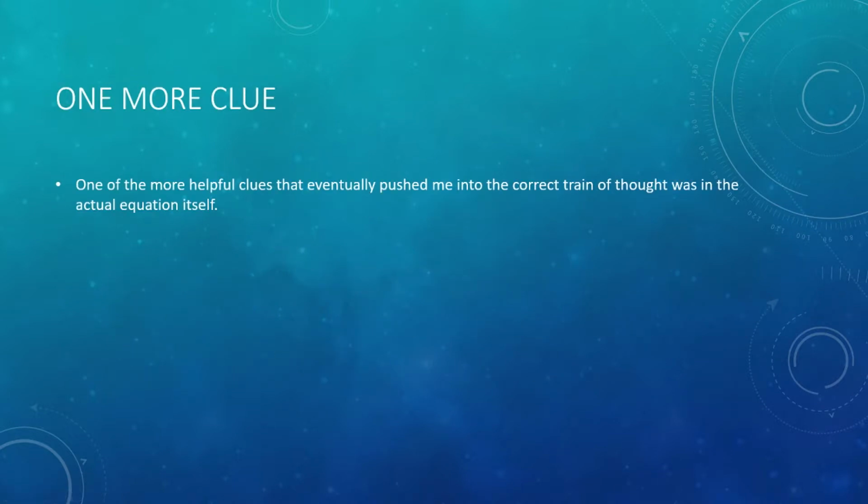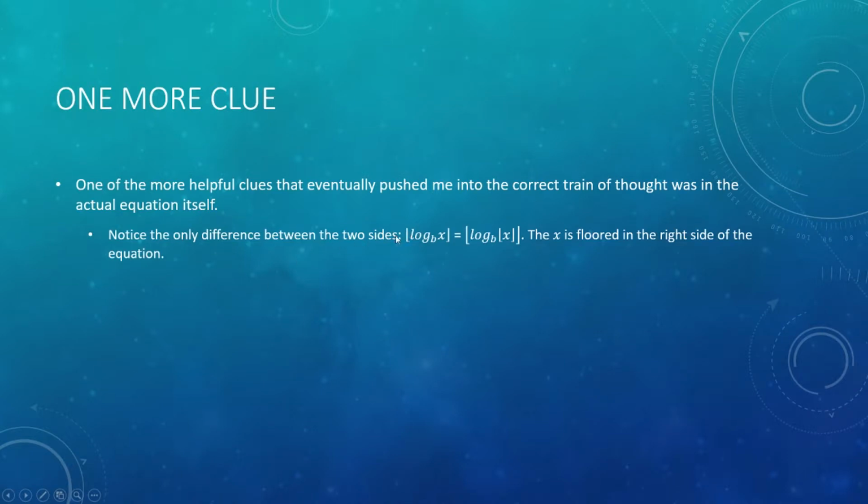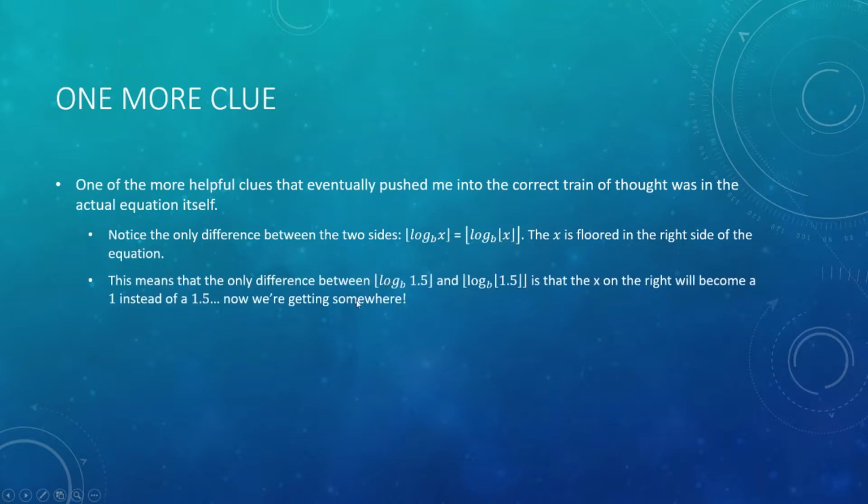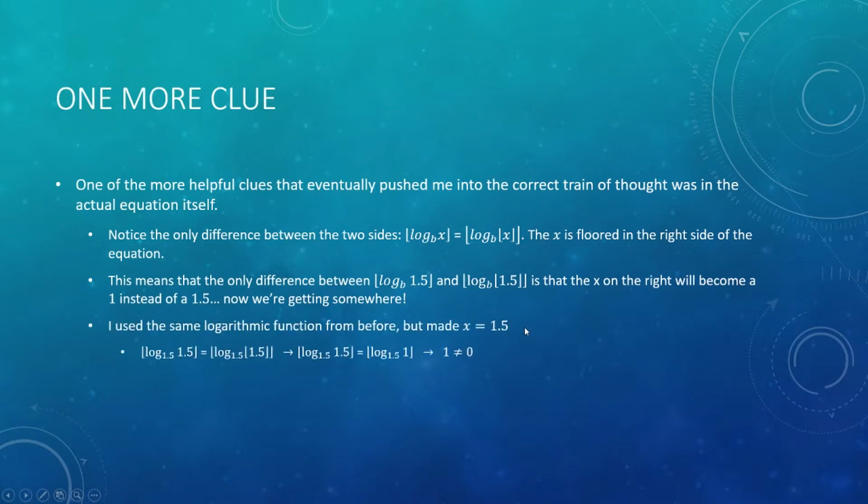One of the more helpful clues is also in the original equation. Notice the floor functions in this equation here. The left side, the entire thing is floored. Right side, it's also true. However, the x is also floored on the right side. This means that if we set our x equal to 1.5, the left side will still be 1.5. But on the right side, if we floor that 1.5, it'll go down to a 1. So that's exactly what we're going to try.